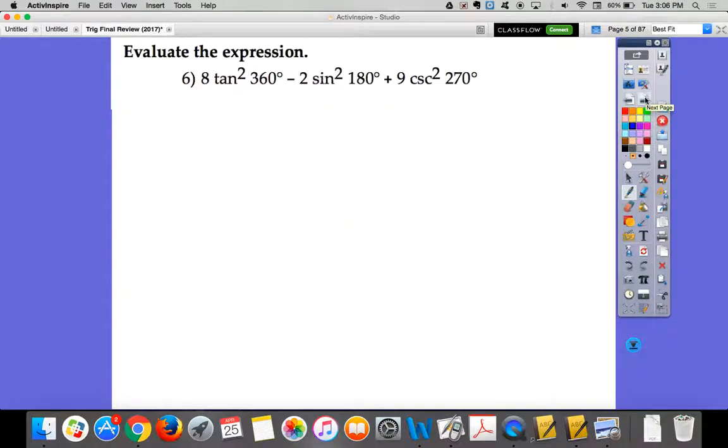Okay, evaluate the expression. And so it looks like we have values from the unit circle. So if we draw a unit circle and label it, we should be good.